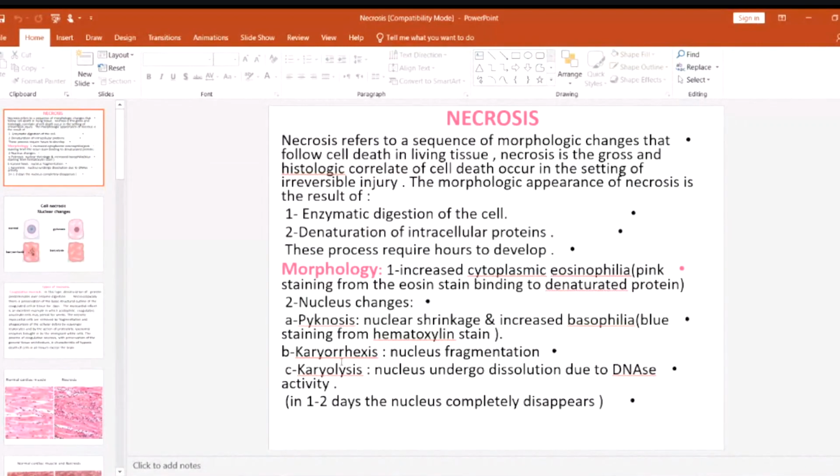Step number 2, karyorrhexis, nuclear fragmentation and breakdown. Step 3, karyolysis, dissolution by the effect of DNase enzyme, which will cause breakdown of the DNA. This needs 1 to 2 days for complete disappearance of the nucleus. So I will repeat: the nucleus will pass through 3 steps. Number 1, pyknosis, shrinkage of the nuclear material. Number 2, karyorrhexis, fragmentation of the nucleus.